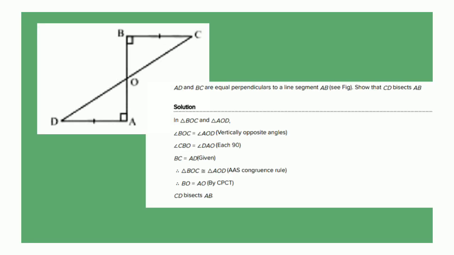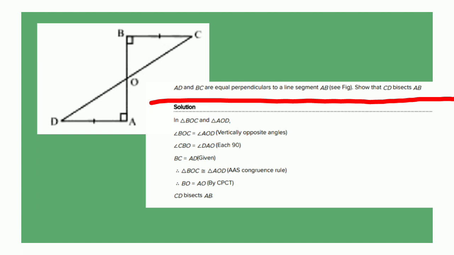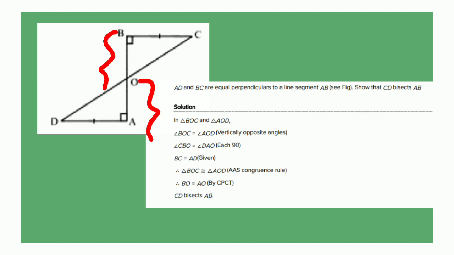The next question, AD and BC are equal perpendiculars to a line segment AB. Show that CD bisects AB. CD bisects AB means what? CD is the line segment that cuts AB into equal parts. That means OB equal to OA. We have to show OB equal to OA.